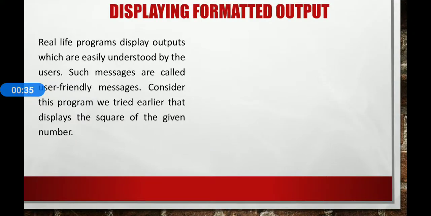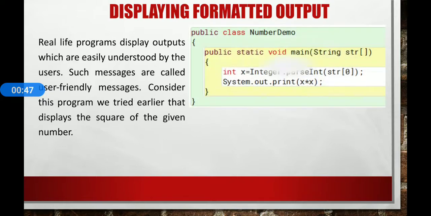Real-life programs display output which is easily understood by the user. Such messages are called user-friendly messages. Consider this program we tried earlier that displays the square of the given number. Here, the argument that we passed in main is stored in the variable x. That's an integer variable, and it will display the product of x and x.